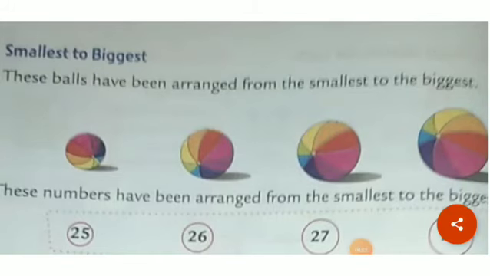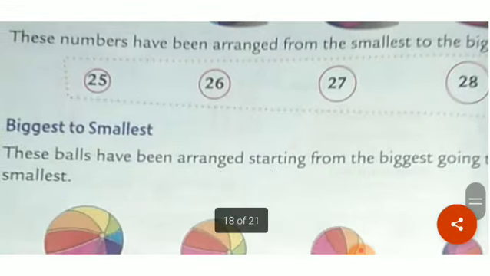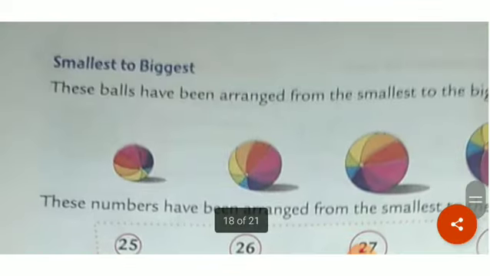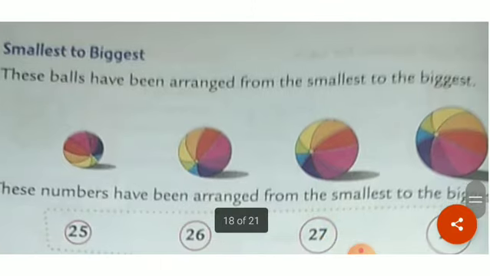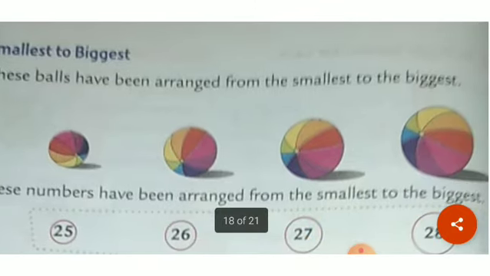Now students, see page number 24. Smallest to biggest and biggest to smallest. This is the order of a number. Smallest to biggest and biggest to smallest. See, smallest to biggest means you can see the balls are given here. These balls are arranged in the size from smallest to biggest. First ball is so small, then little bit bigger one, little bit bigger one, and the biggest one. This way these balls are arranged from smallest to biggest.